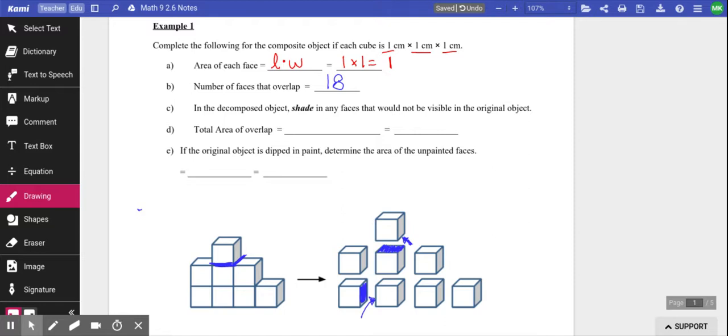Awesome. In the decomposed object, shade in any faces that would not be visible in the original object. So if we're looking, I've already shaded a couple. It's hard to shade them all because you can't see them all, but I'll shade the ones you can see.